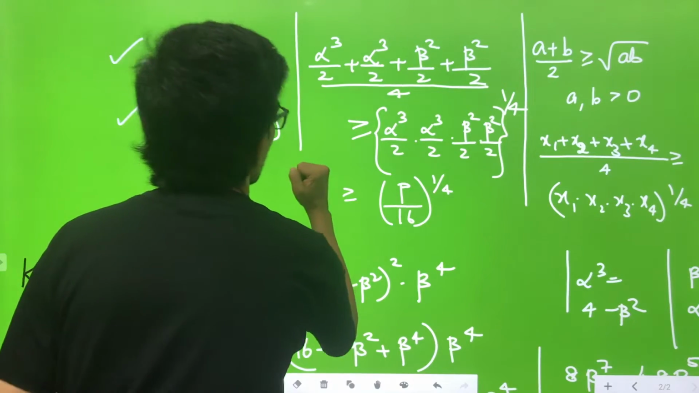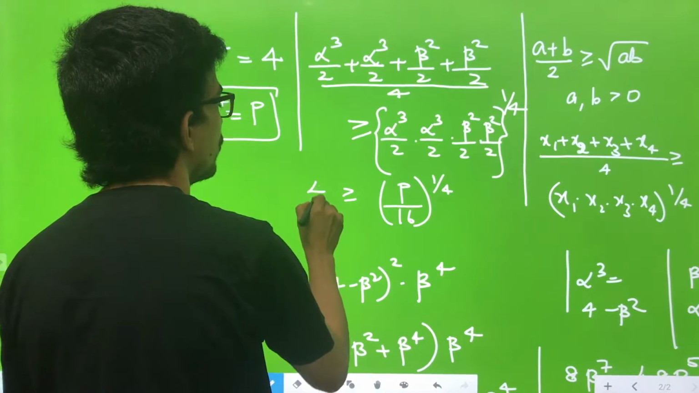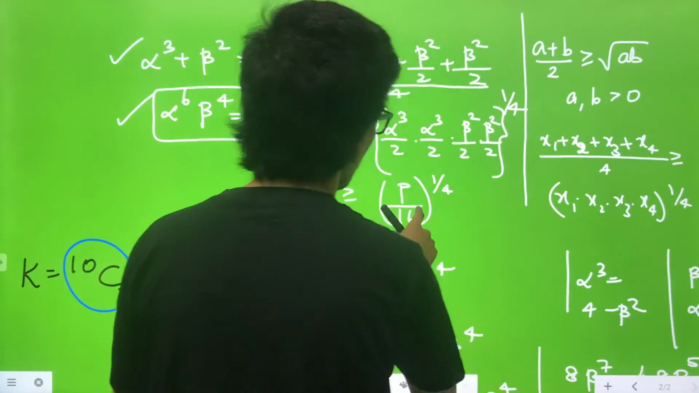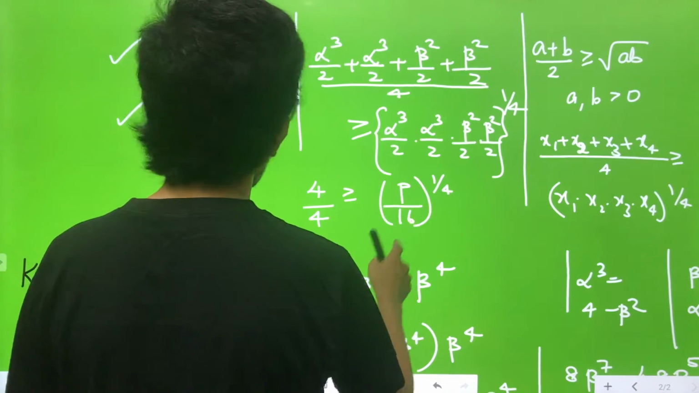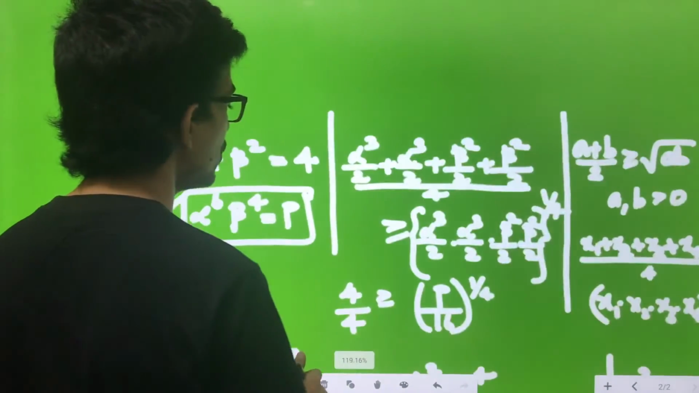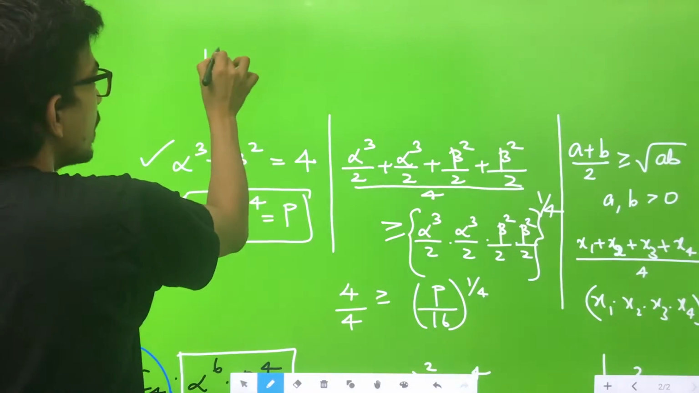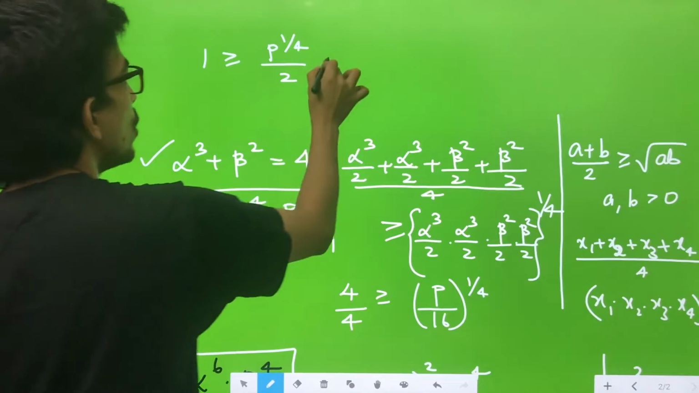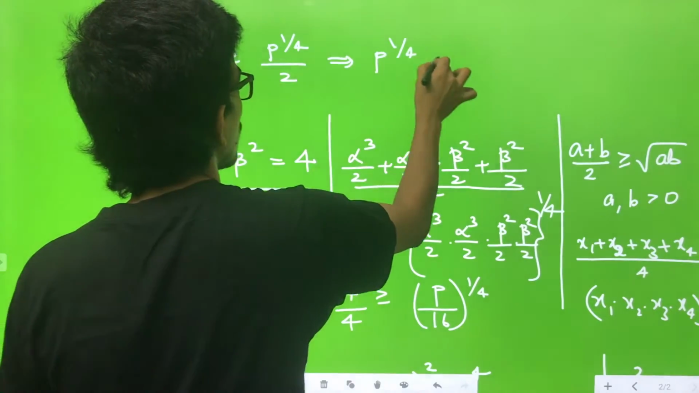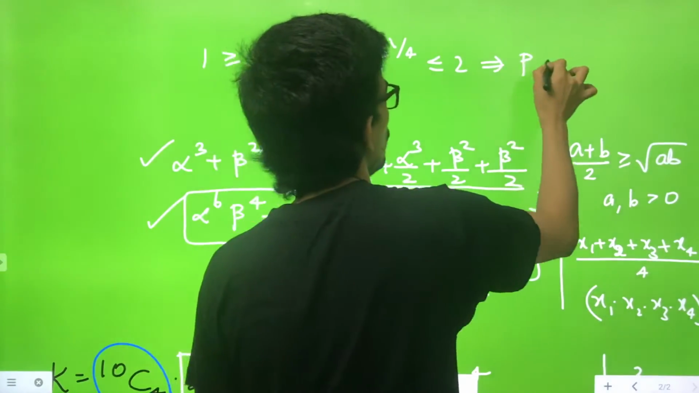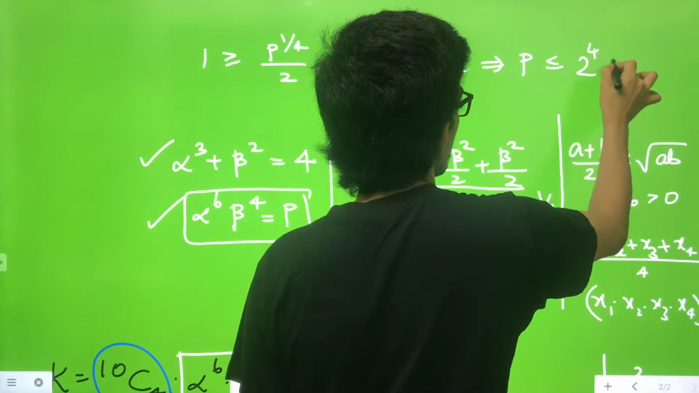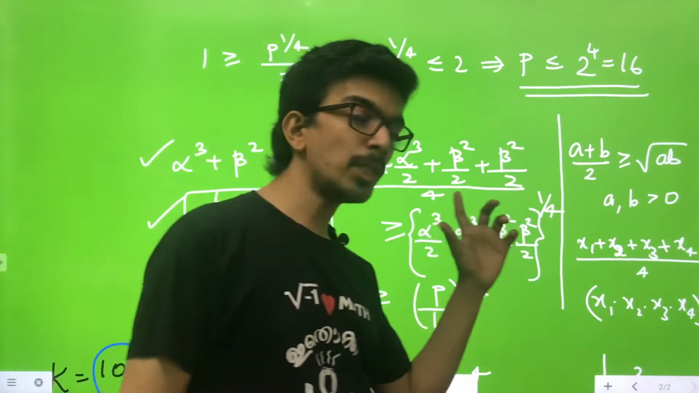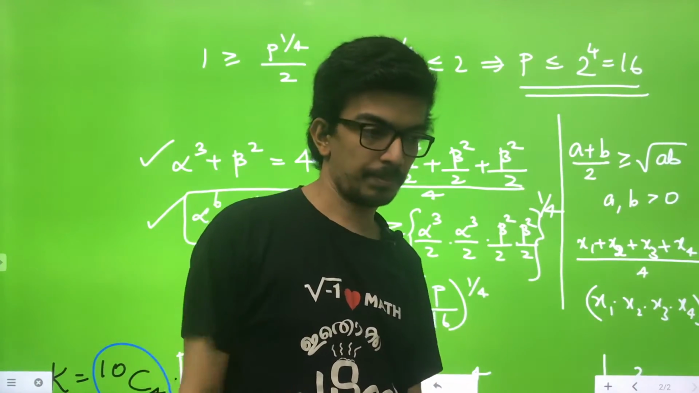So this will be 1. This will be 4 divided by 4. Now, you have something of this form. You have 1 greater than or equal to P power 1 by 4 divided by 2. So your P power 1 by 4 is less than or equal to 2. Your P is less than or equal to 2 power 4, which is 16. So that is another way to arrive at the maximum value of that expression.